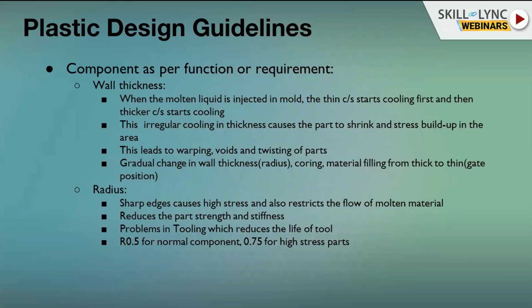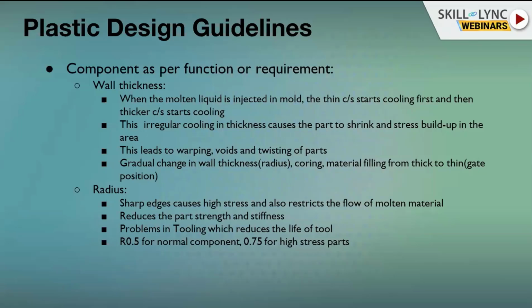So the plastic part you design should always have a uniform cross section, a uniform thickness. If there is not a uniform thickness, then the problem arises. When the molten liquid is injected into the mold, the thin cross section starts cooling first, and then the thicker cross section starts cooling.